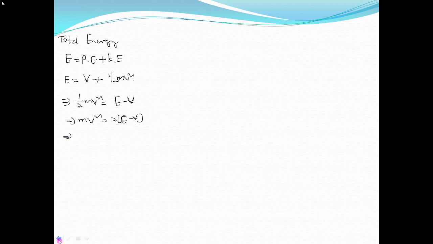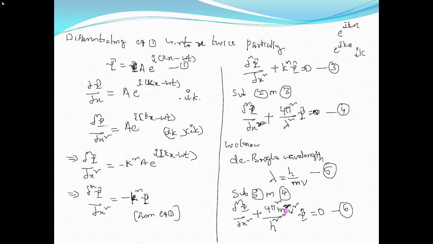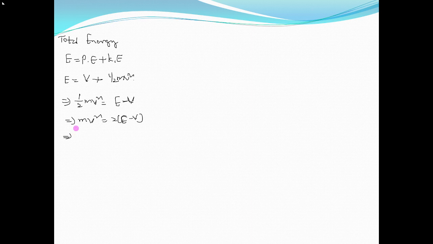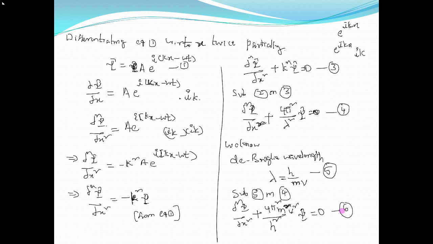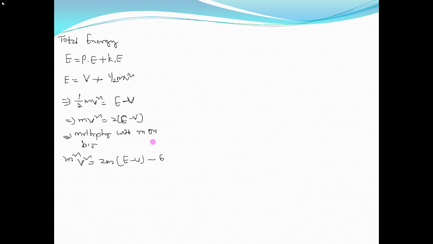But here I want to replace m square v square, and here I got mv square. So, what I need to do? Multiply with m on both sides. So, I'll get m square v square is equal to 2m into E minus V. So, this is equation number 7, since the previous one was equation number 6.